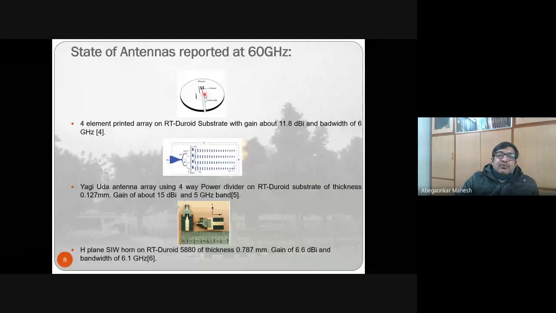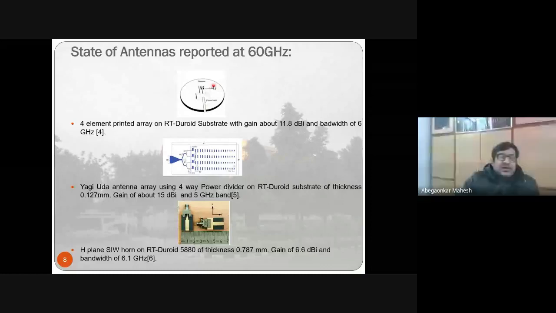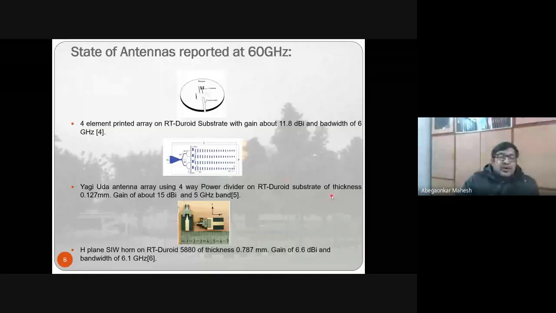Okay. So this is put on a phantom. If this word is clear to you, this is a phantom. So this is put on a phantom to do the experiments. Then second type of antenna that is used is a Yagi-Uda antenna using 4-way power divider on RT-derived substrate. This RT-derived is a dielectric material from a company called Rogers, of thickness 0.127. Because it is a Yagi-Uda antenna array, the gain is about 15 dBi and bandwidth is about 5 gigahertz.